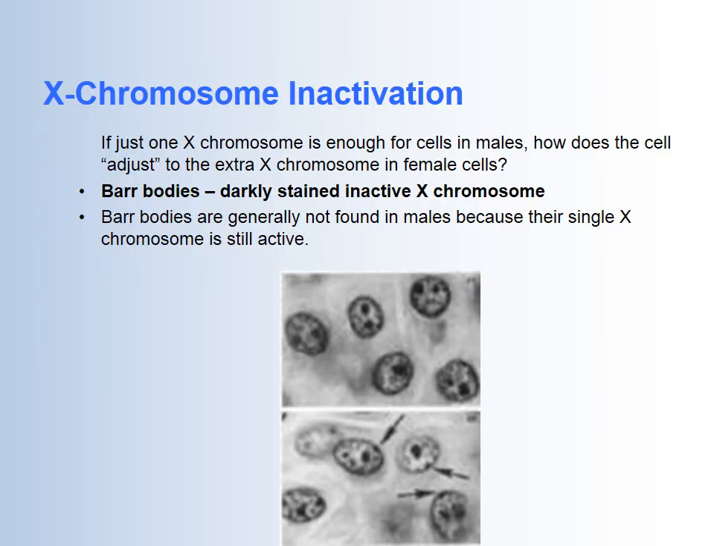One thing I did talk about earlier was called X chromosome inactivation. Since women have two X chromosomes, they don't need double the amount of genes. Remember, there were approximately 1,200 genes on the X chromosome. They don't need double that number. So X chromosomes are able to be inactivated. An inactive X chromosome is called a bar body. Men don't have bar bodies because they only have one X chromosome, so they don't have one that's inactive.